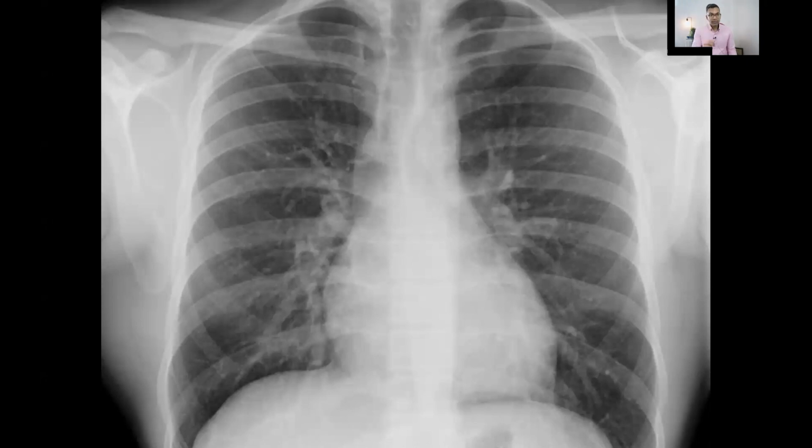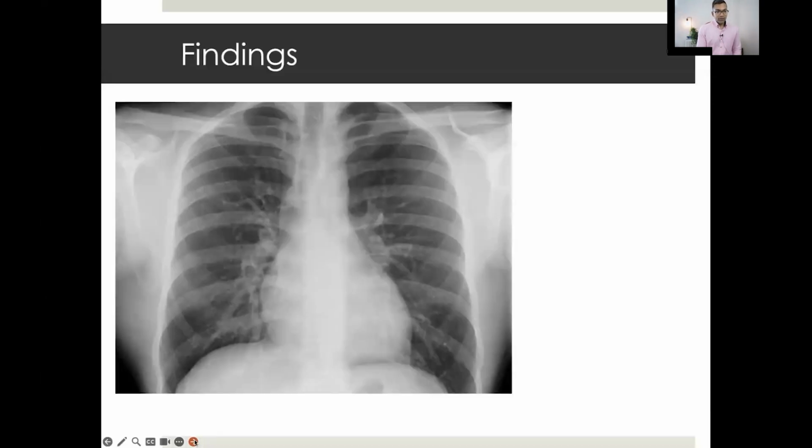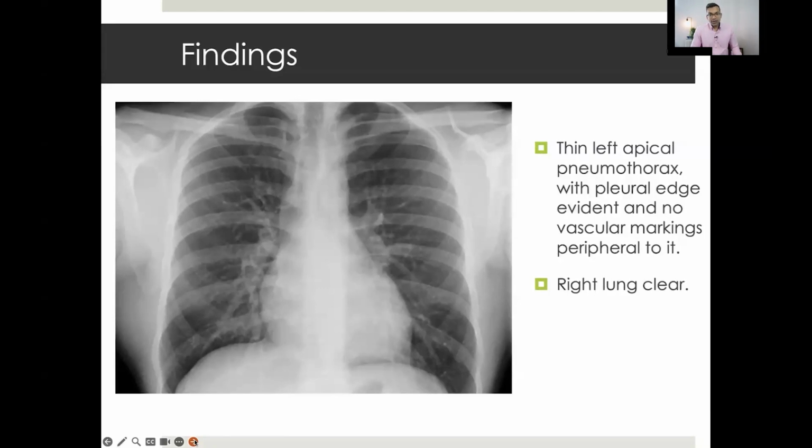So the trachea is slightly deviated to the right side, which one would expect from a pneumothorax. And on the left side, I'm trying to look for the pneumothorax, in the upper lobe and the middle lobe. I can see that there's a bit of loss of lung markings that would be indicative of an apical pneumothorax on the left side. So good. There's a thin left apical pneumothorax with pleural edge evident and no vascular markings peripheral to it.